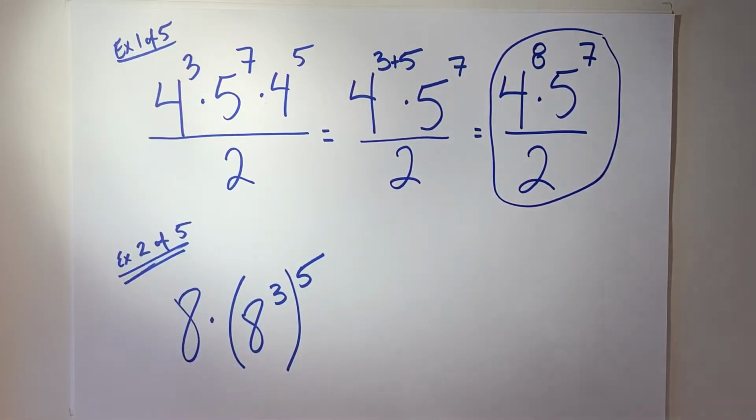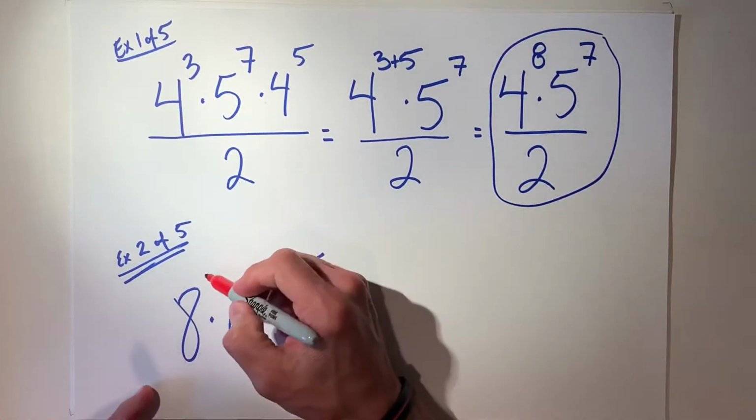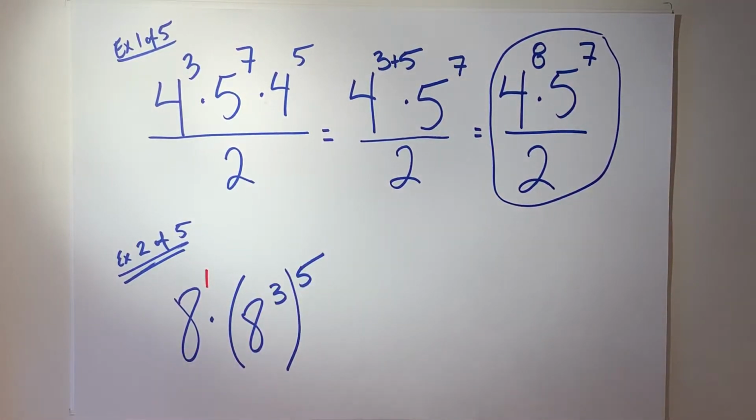Let's look at the second example. Here again, we see an 8 and an 8 as a base. I'll grab my red Sharpie and add the 1 in there for those who like to have that in there.